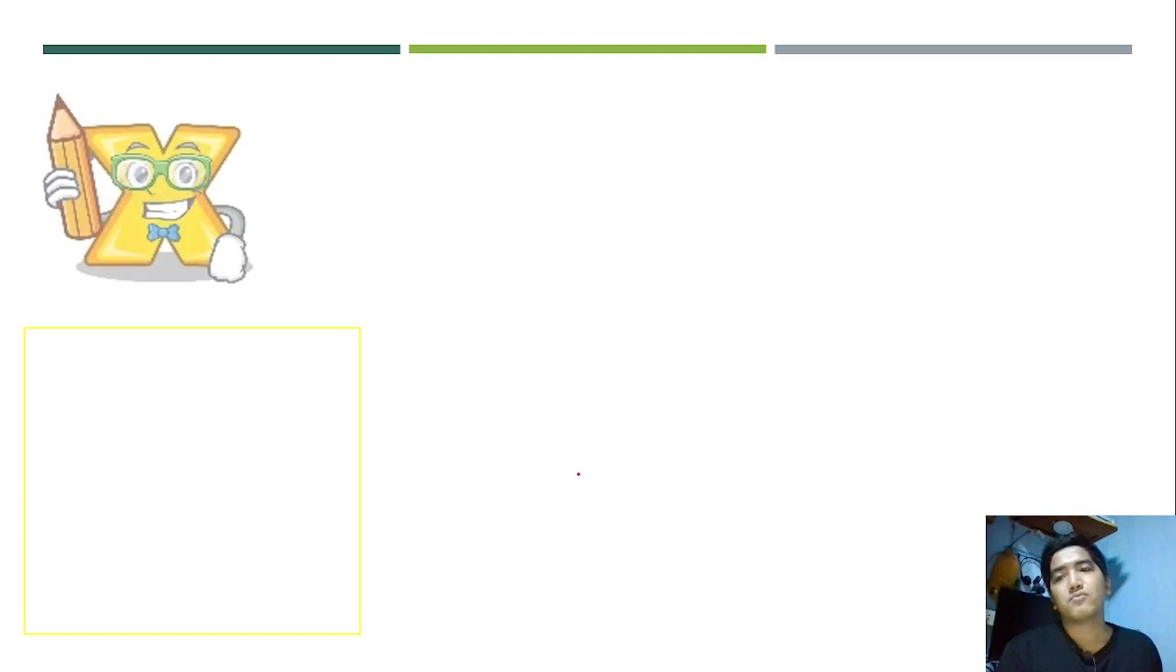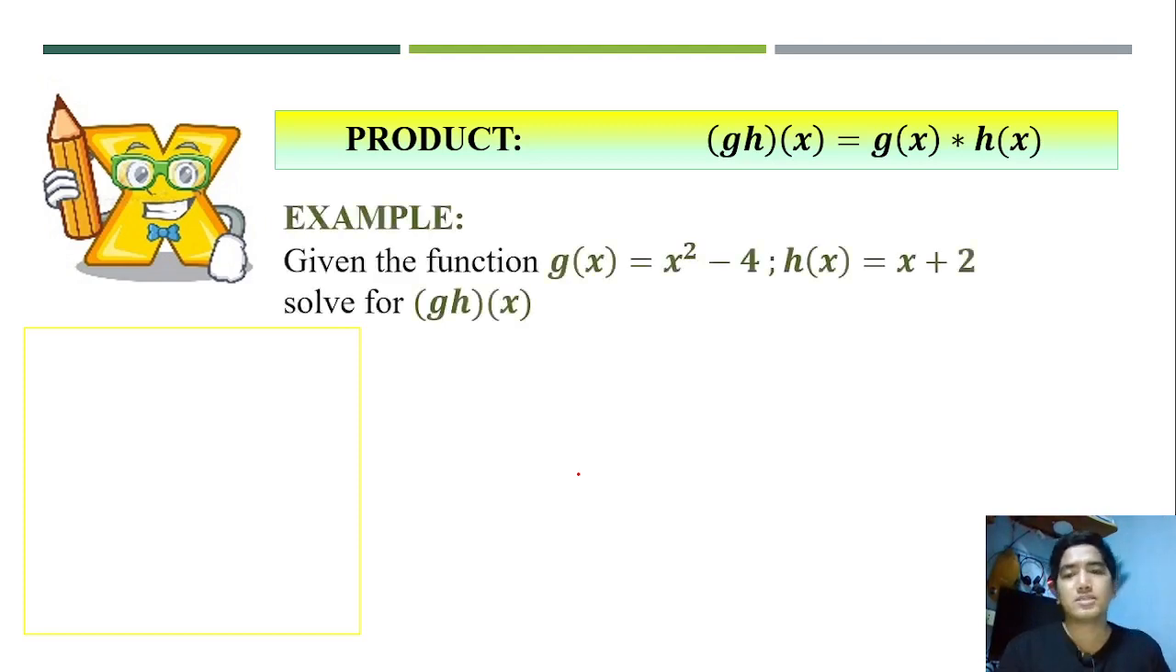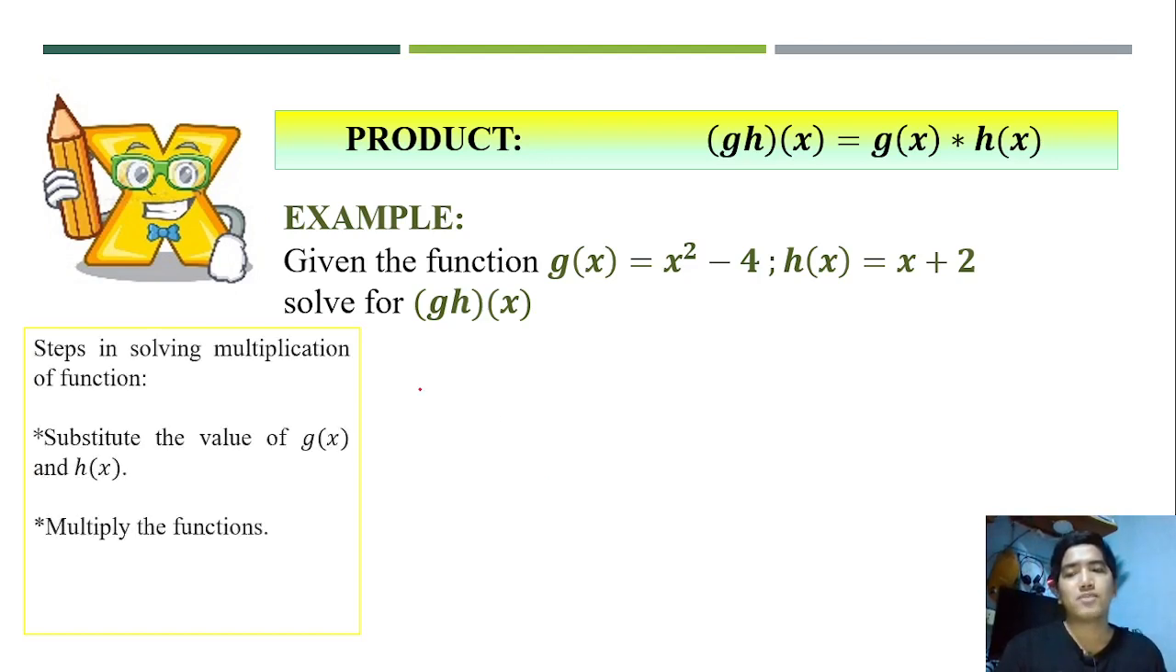Okay, next one we have for the product or dun sa ating multiplication ng ating functions. Okay, so given the example, function g of x is equal to x squared minus 4 and h of x is equal to x plus 2. So solve for the value of g times h of x. Okay, so we have here some steps in solving of the product of two functions. Steps in solving multiplication on functions: substitute the value of g of x and h of x, then multiply the functions and combine all like terms.